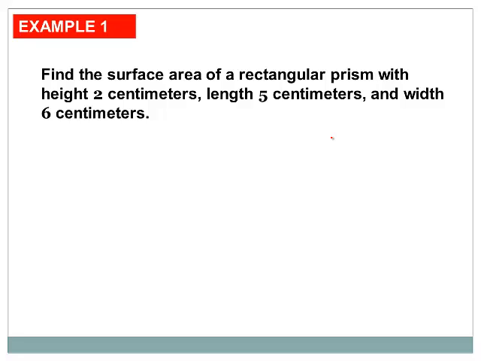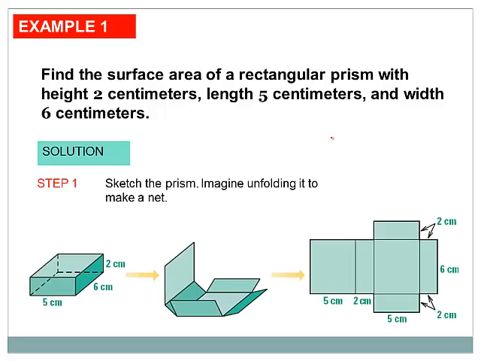So for the first example, it says, find the surface area of a rectangular prism with height 2 centimeters, length 5 centimeters, and width 6 centimeters. What I'd like you to notice first, down here at the bottom, it says to sketch the prism. When you guys are doing this on your homework, I don't expect you guys to be perfect artists. I'm not a perfect artist, but for this example, I wanted to show you what the perfect example would look like. So right down here would be what your rectangular prism would look like. And since it's a rectangular prism, that means our bases are going to be rectangular. So this right here, this is our rectangular prism.